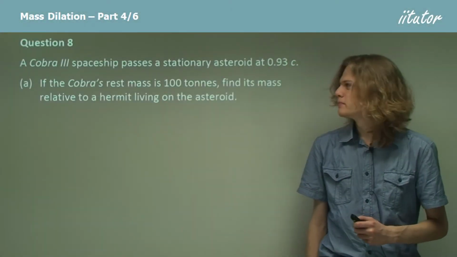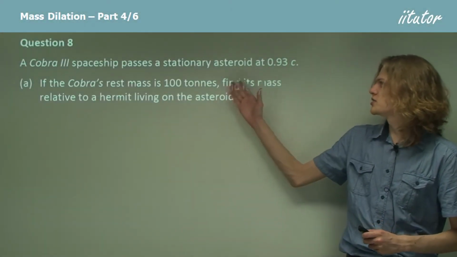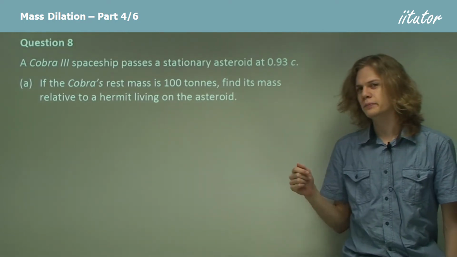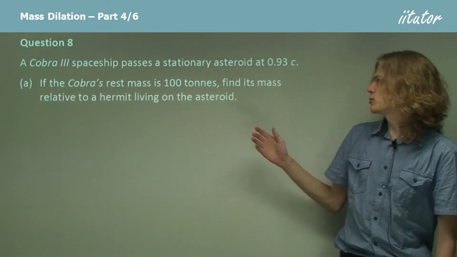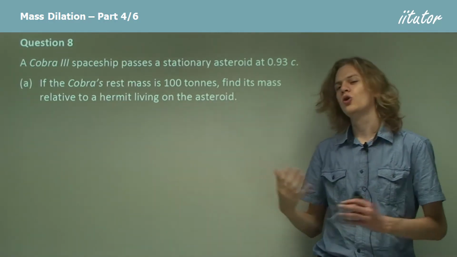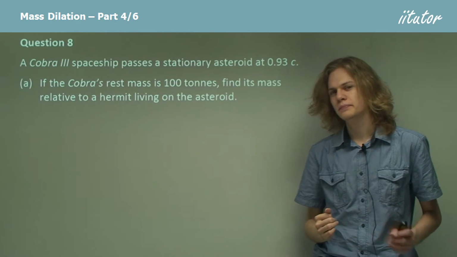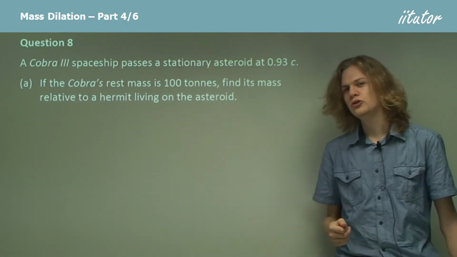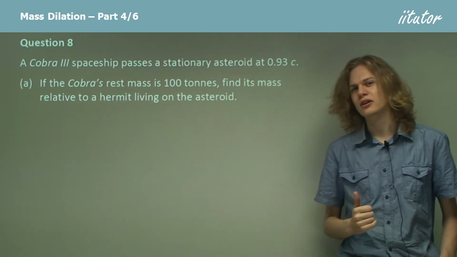Question 8. A Cobra III spaceship passes a stationary asteroid at 93% of the speed of light. If the ship's rest mass is 100 tons, find its mass relative to a Hermit living on the asteroid. So what do we use here? Well, of course we use what we've just learned, mass dilation.